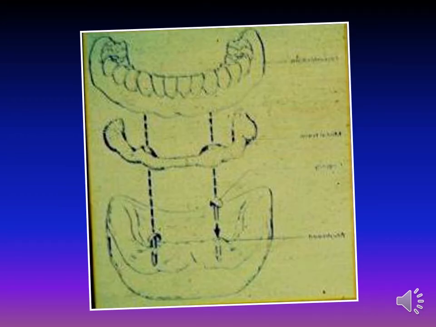The last type of attachment is telescopic attachment. The telescopic overdenture is a removable prosthesis designed to fit over natural teeth or implants, with that portion of the overdenture over the natural teeth fitting like a sleeve. These supporting abutments are reduced and restored with metal copings called primary copings, which are cemented on the abutments.